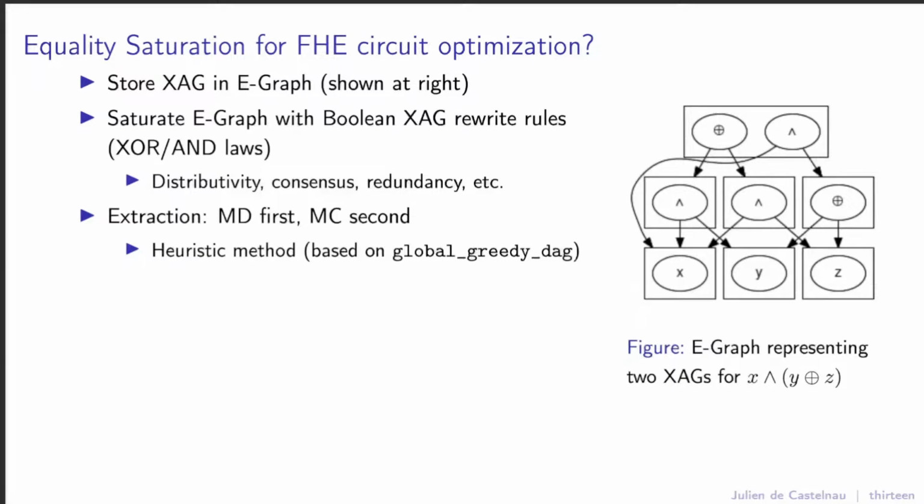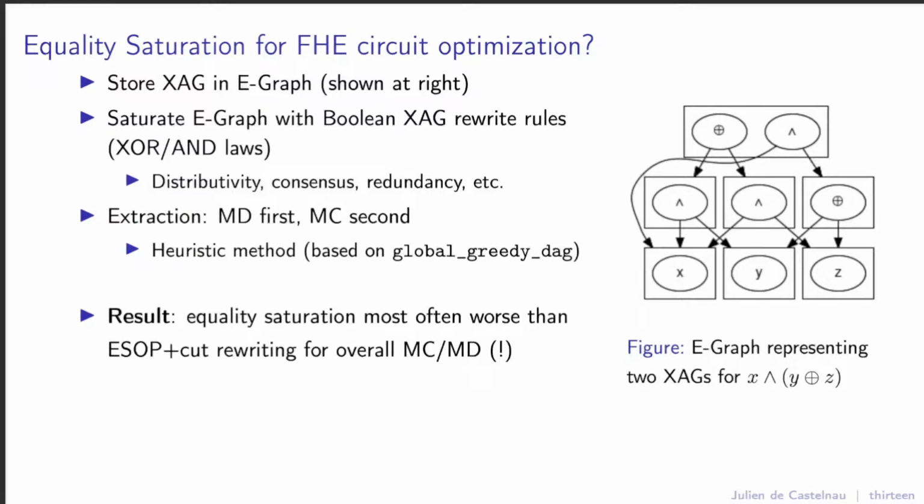To extract from the EGRAPH, we use a scheme that's intended to represent HE runtime, based on the insight that depth scales the cost quicker than complexity because it's quadratic. We select the best MD terms with a heuristic estimation for MC used to break ties. We used heuristics as we observed the EGRAPHs were too large for exact methods like ILP to be viable, but I'll come back to that soon. The result actually is that equality saturation is most often worse than the greedy ESOP and cut rewriting methods that I just showed. I'll give a small example once again to illustrate the problem.